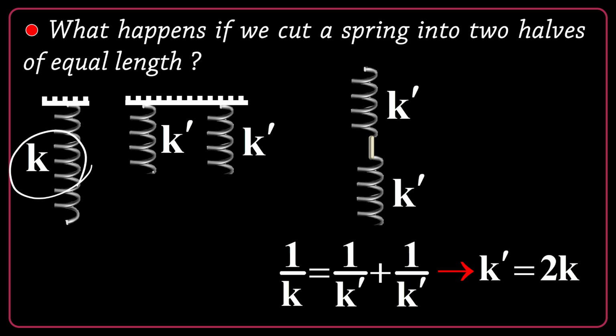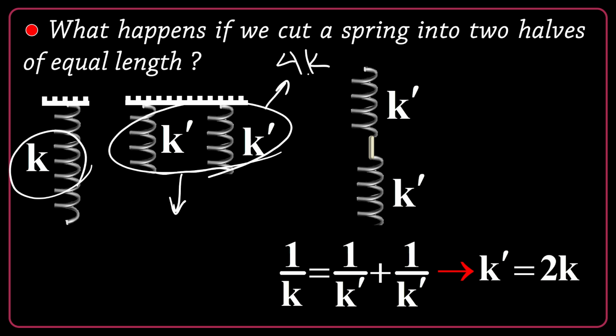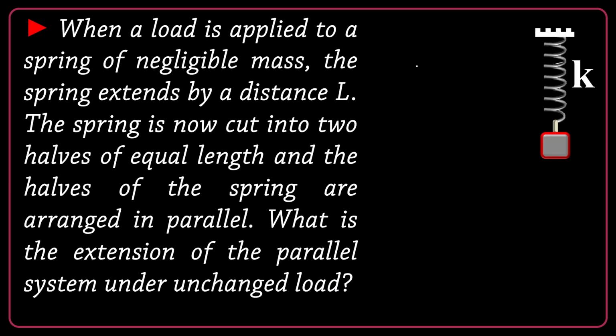So if I combine them like this in parallel, I will have 2K and 2K. So in general, the spring constant of this system in parallel will be 4K. It's very interesting. Okay, let's continue for an example.